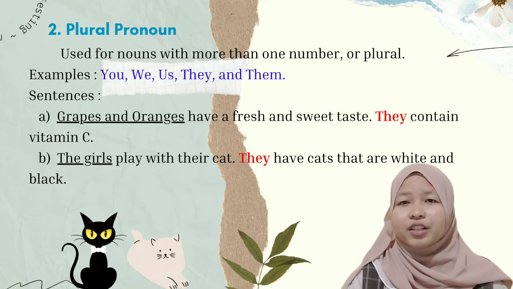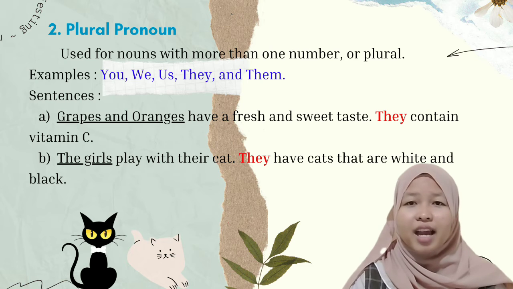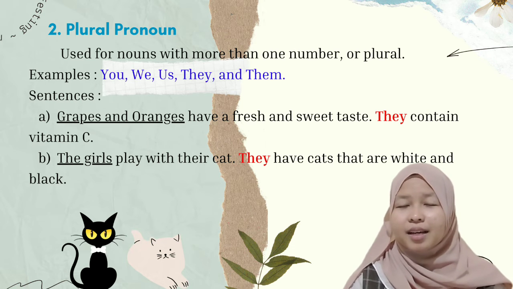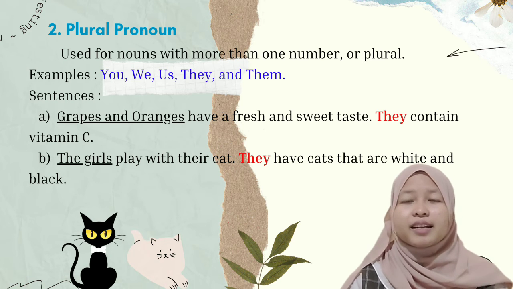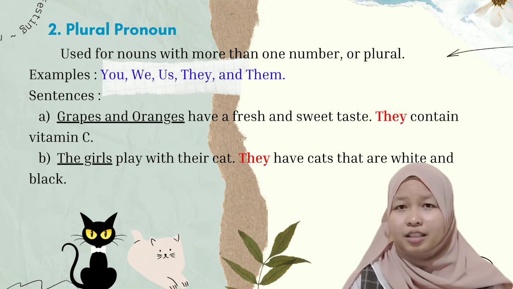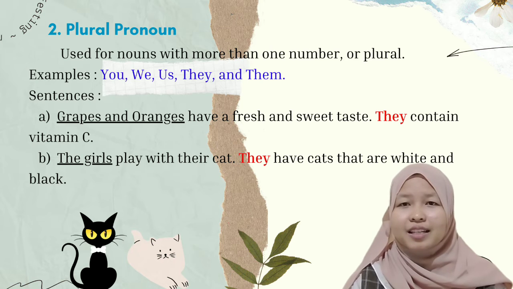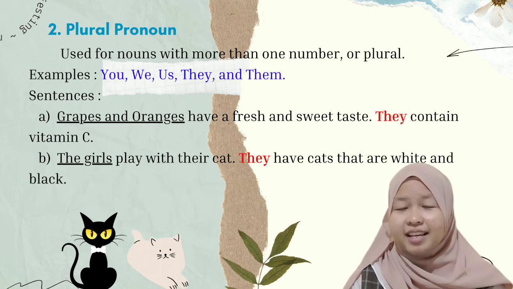Next sentence, the girls play with their cat. They have cats, they are white and black. The subject of the sentence is the girls. Remember that nouns that are plural, or have more than one number, are added with an s at the end. This means that the word girls has many members, so the next sentence changes to they.